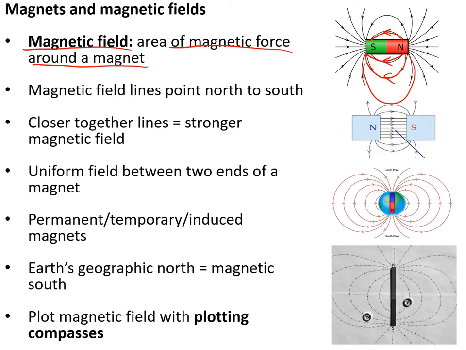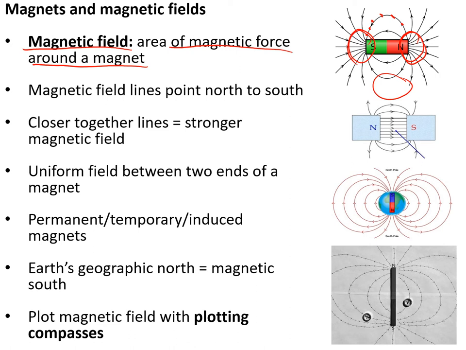Now, the lines don't really exist, but what they do try to show is areas of the same strength magnetic field. So if we pick this magnetic field line here, everywhere on this line experiences the same strength of attraction to that magnet. Where the magnetic field is stronger, the magnetic field lines are closer together. So you can see the magnetic field is strongest at the poles and weakest away from the poles.